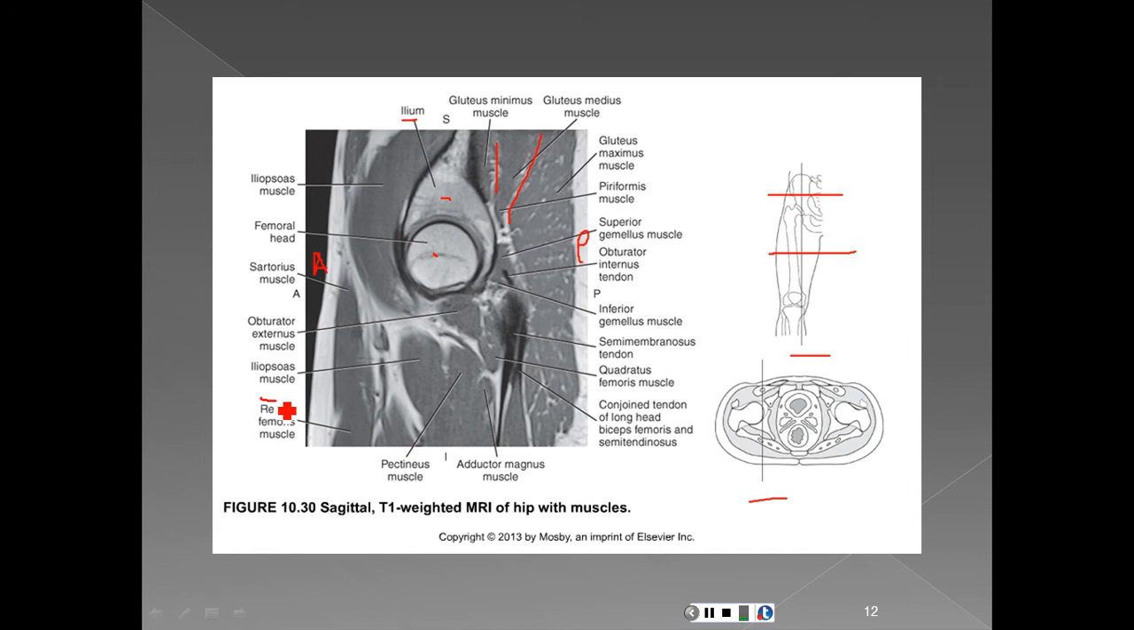And we pick the iliopsoas muscle back up again. So we have the iliopsoas muscle right here coming down the anterior portion. We have the pectineus muscle and the adductor magnus muscle, and these muscles actually insert into the pelvis.